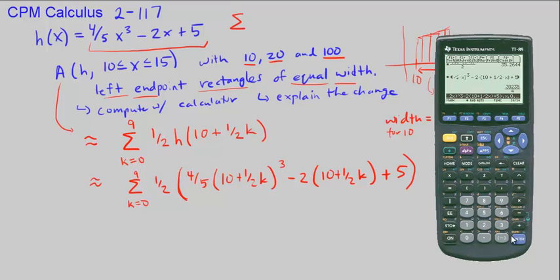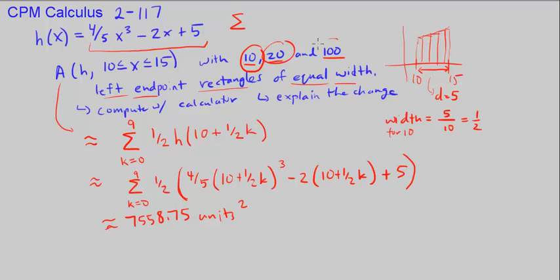And let me get approximately. So that's approximately, well, it's hard to see. 7,558.75. And we know we're looking at area, so units squared. Okay? So that is using 10, right? 10 left endpoint rectangles. So let's move down our calculator.